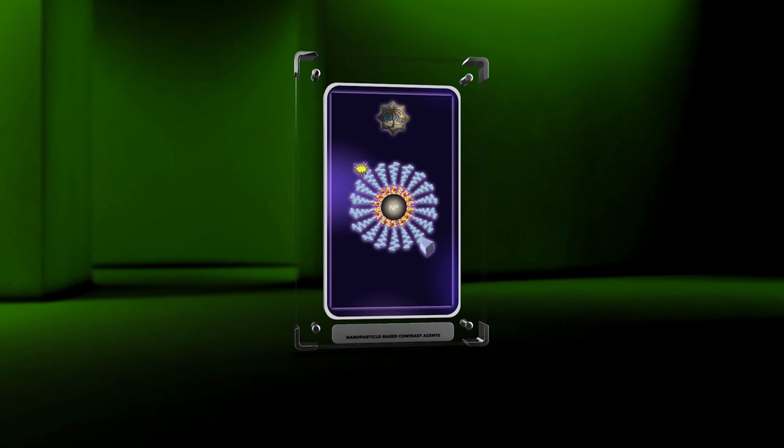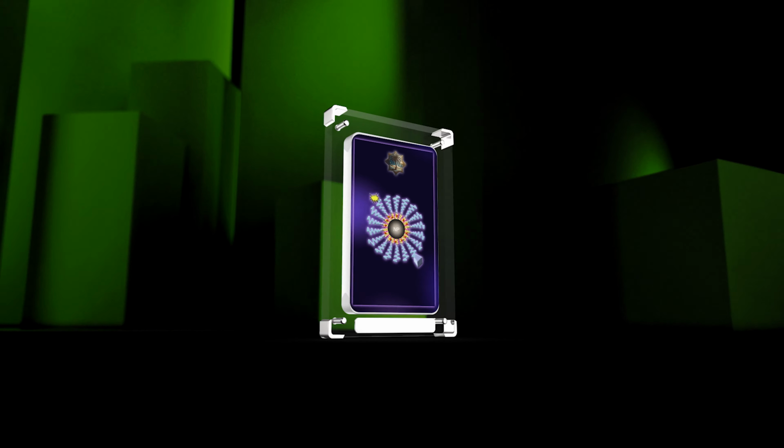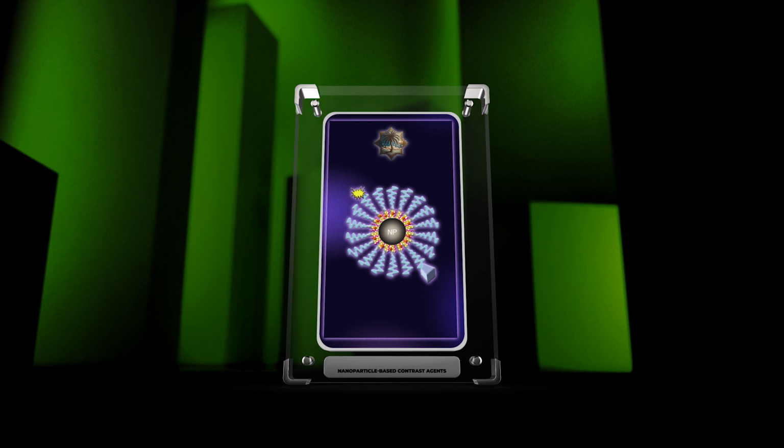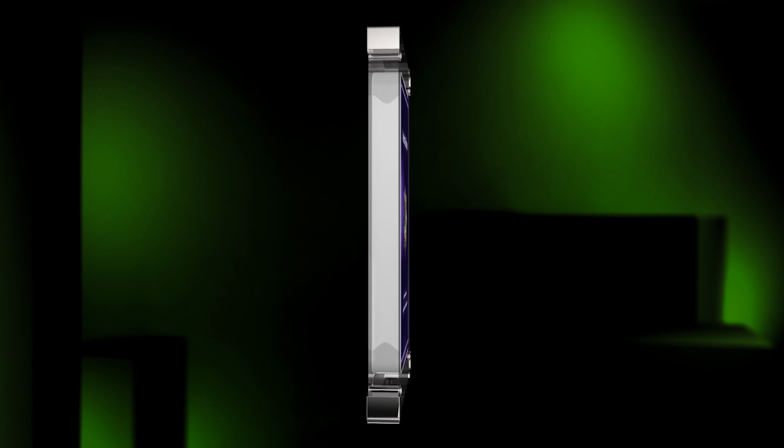Medical Nanotechnology, Introduction to Nanoparticle-Based Contrast Agents. Welcome to the fascinating world of medical nanotechnology. In this course, we will explore the cutting-edge field of nanoparticle-based contrast agents and their role in enhancing medical imaging.